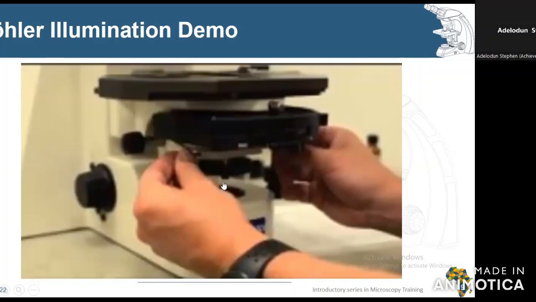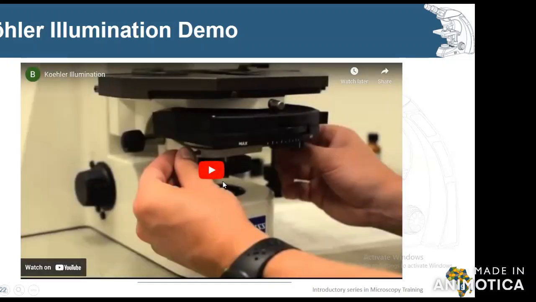This is a demo. Hopefully, it will come out so that I want to now demonstrate, or let us watch, what the Köhler illumination procedure means. The essence of this is for us to align our microscope at any point in time that we want to do imaging. So it is a very important routine that every microscopist must always do so that you have a better result at the end of the day.